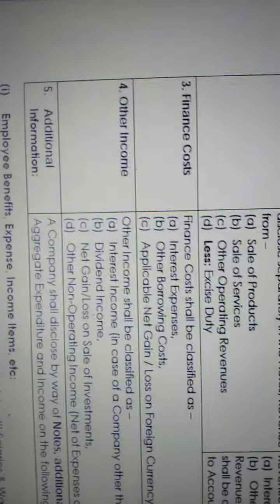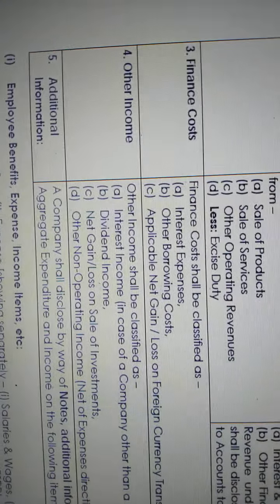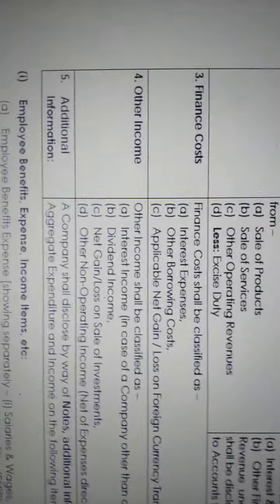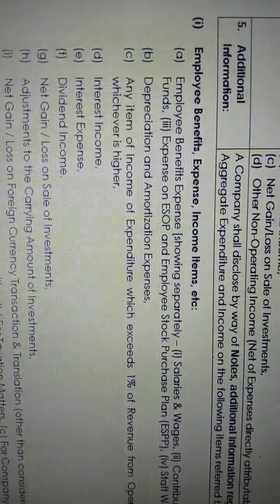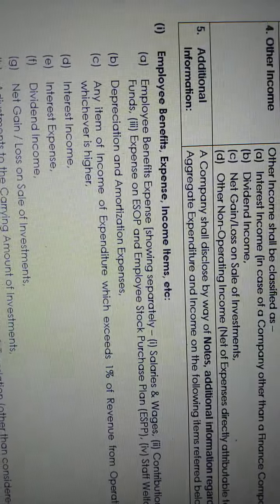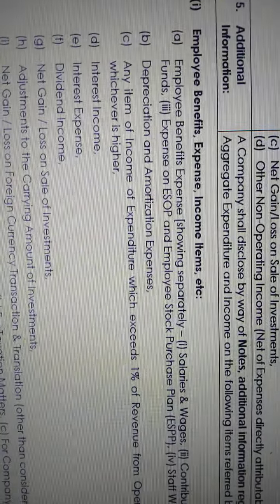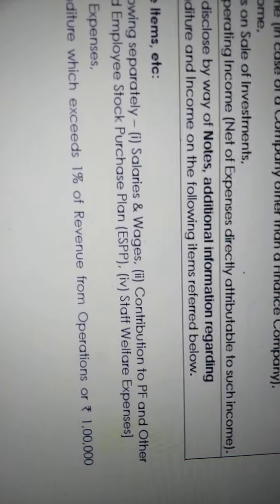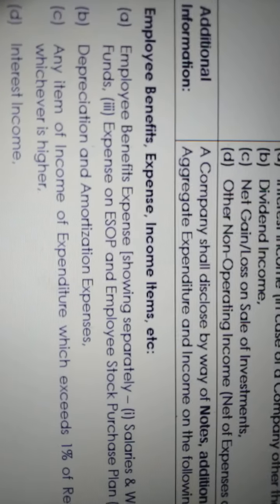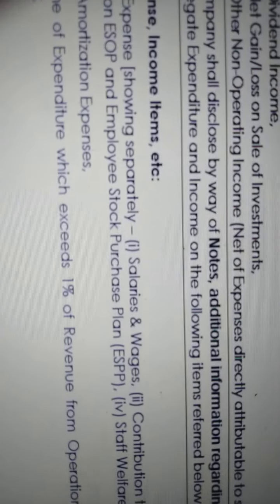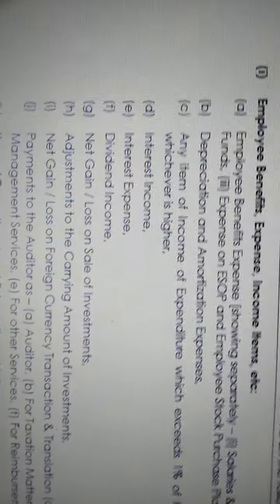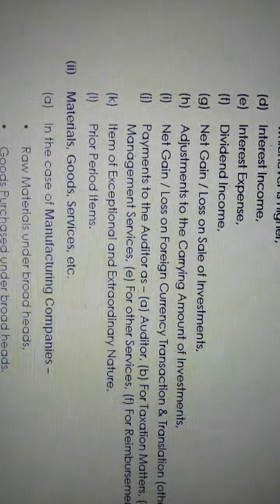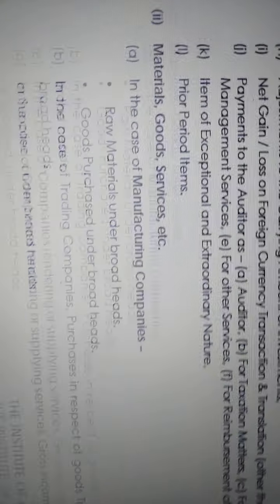All these things are notes to accounts. We have to give an additional breakup, because what we discuss is only the ultimate statement, and below that we have to give this breakup. Employee benefit expenses include salary, wages, contribution to PF and other funds, expenses on ESOP and employee stock purchase plan, and staff welfare expenses. Then depreciation and amortization expense. Likewise, you have many expenses and income items. Now come to materials, goods and services.